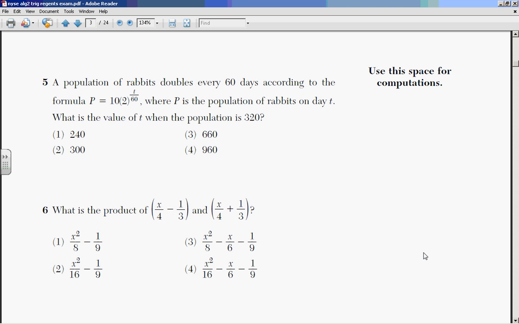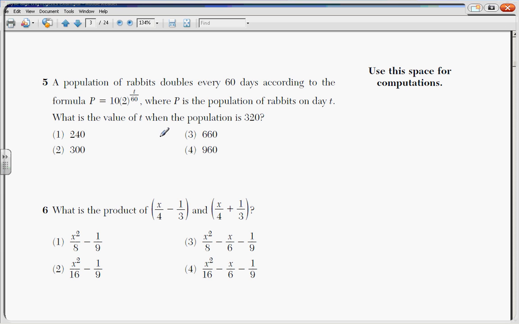So what we're going to do here is take P. P is 320. We're going to plug that into this equation right here. Because population is P, we're going to plug that into P right there, and then we're going to look for T, because that's what we're looking for. So to do this, I'm just going to rewrite the whole formula, and then we're going to plug in what we know and find what we need.